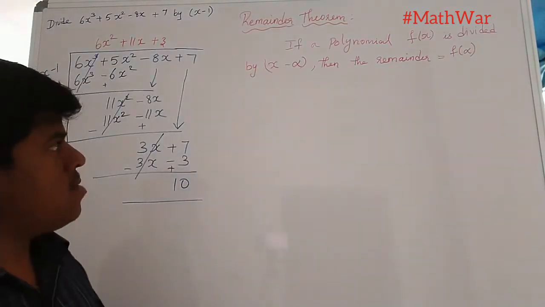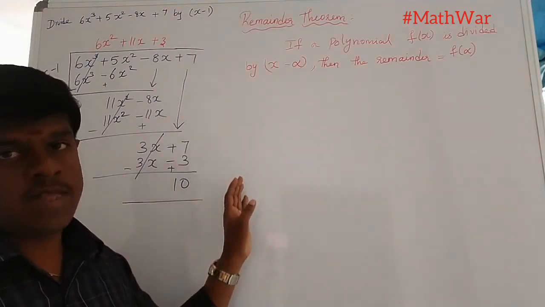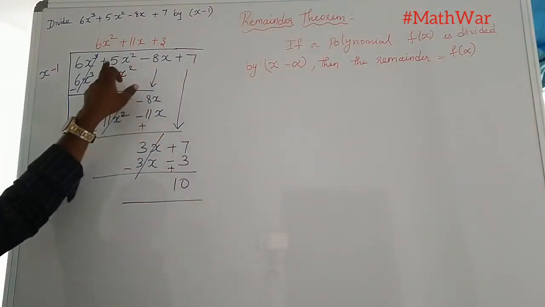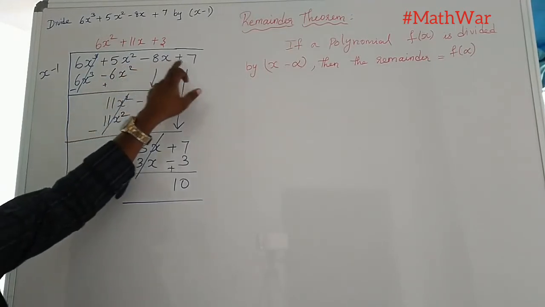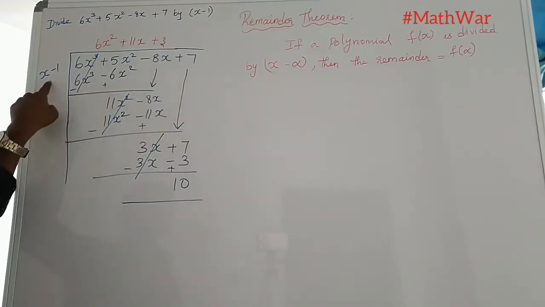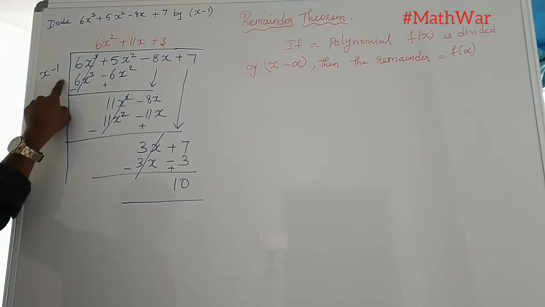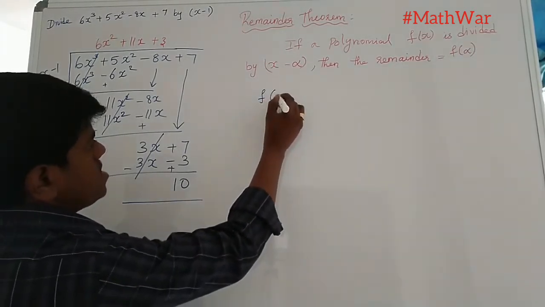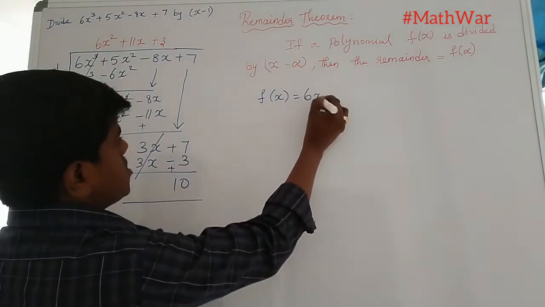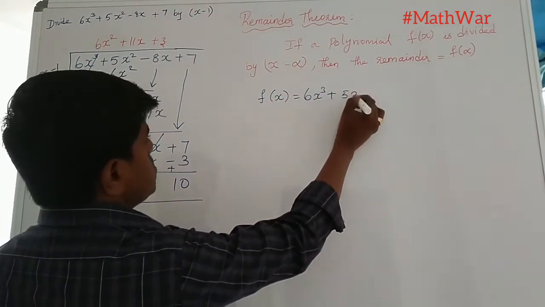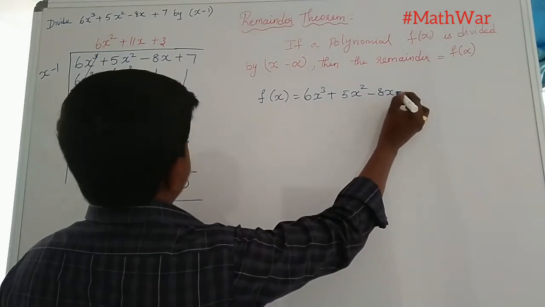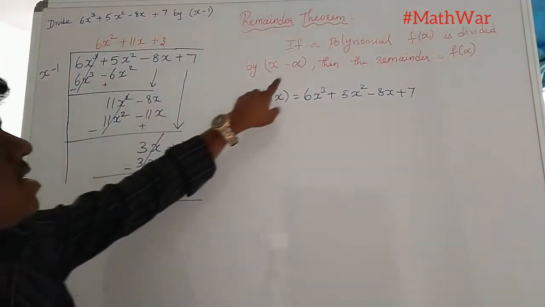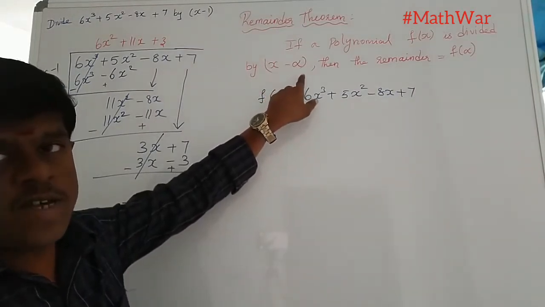You see the last problem we did in the division algorithm method, we got the remainder as 10. Here f of x is 6x cubed plus 5x squared minus 8x plus 7, and we divided by x minus 1. When comparing it with the definition, alpha is nothing but 1.